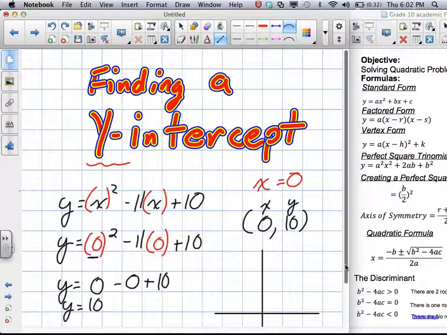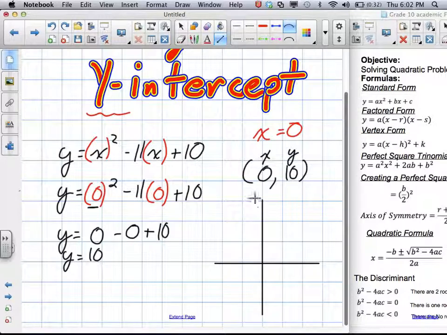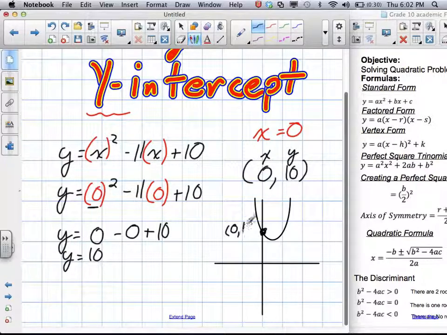There it is. That's something like that. Okay? That's just a rough estimate. We don't know what's exactly there. But that would be the point at 0 and 10.